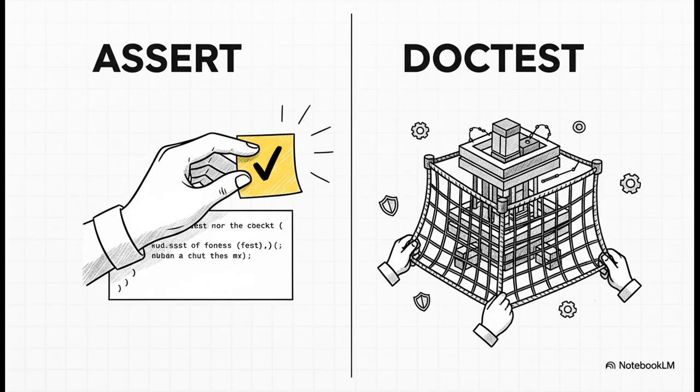So, what's the bottom line? Don't be afraid to throw an assert in there to quickly confirm something while you're working. But when it's time to build a real safety net for your code, to make sure it stays healthy and reliable for the long haul, you need to invest the time in a proper framework. Trust me, it will pay for itself 100 times over.